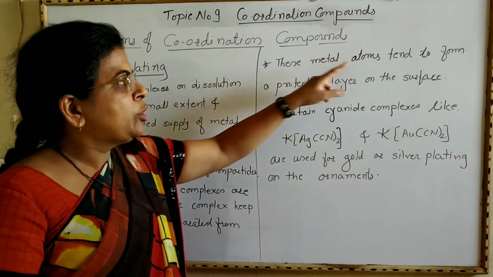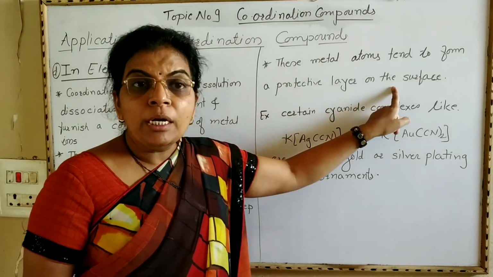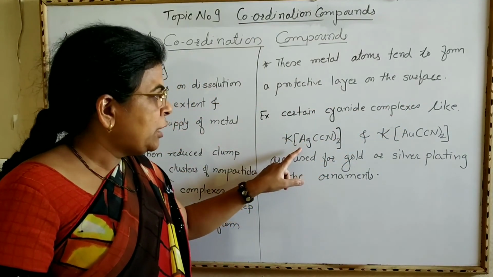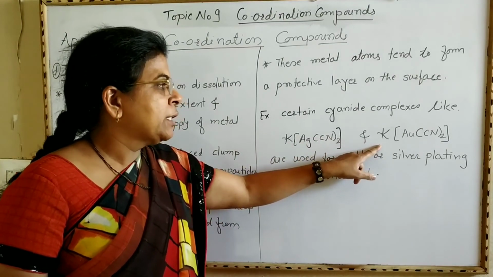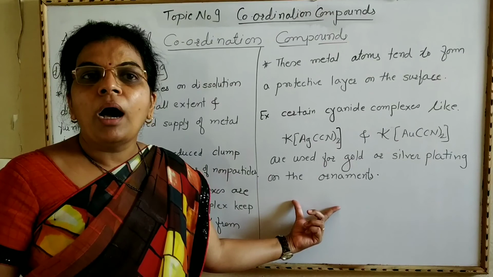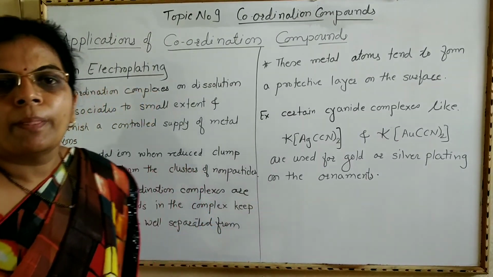These metal atoms tend to form a protective layer on the surface, that is the surface of the ornaments, and therefore these two complexes are used for gold or silver plating on artificial ornaments.